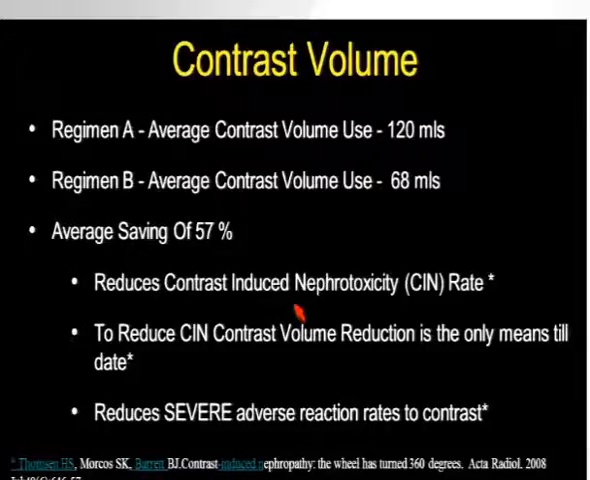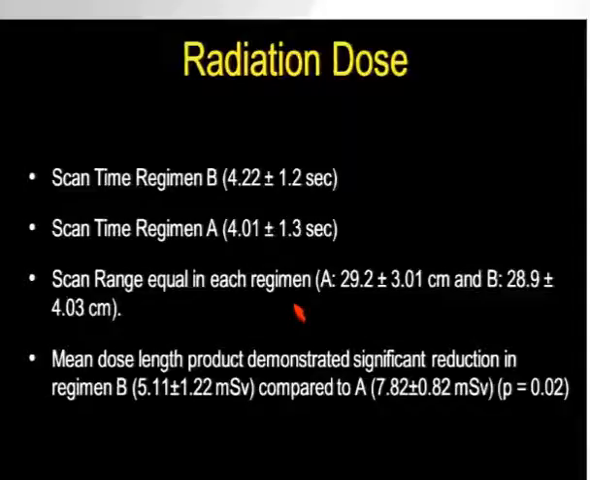And to date, there are all these hydration therapy methods, looking at creatinine, eGFR, and so forth. But ideally, in the current situation of what we know right now, is try and reduce your contrast volume as much as possible. Then, of course, we looked at radiation dose.